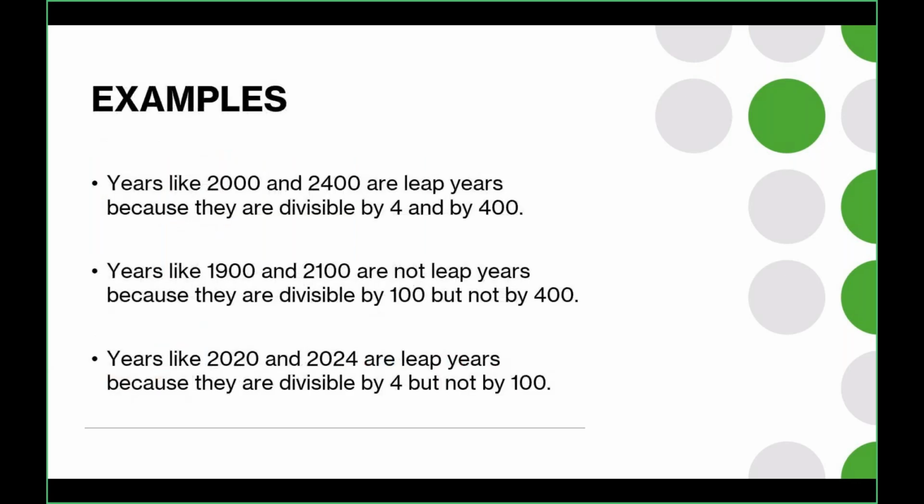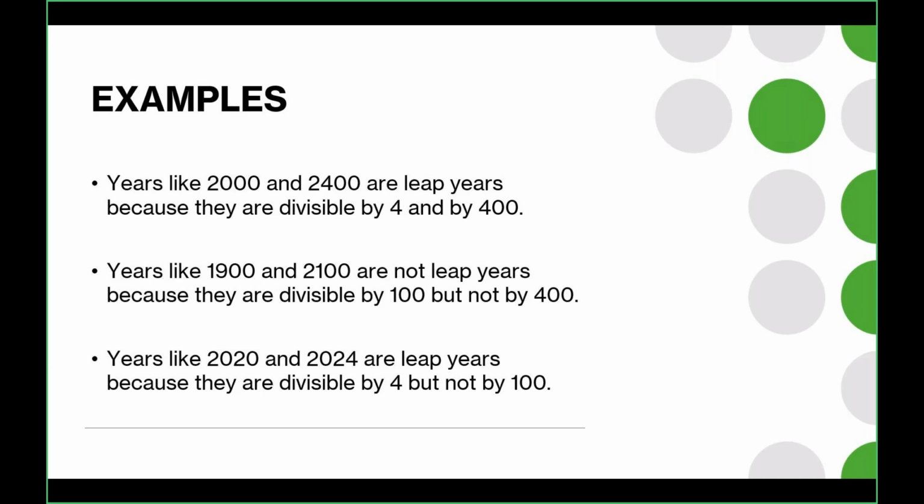I gave examples of years like 2000 and 2400. We say these are leap years because they are divisible by 4 and by 400. So years like 1900 and 2100 are not leap years, although they are divisible by 100, but not by 400. We also have years like 2020 and 2024. We say they are leap years because they are divisible by 4, but not by 100.